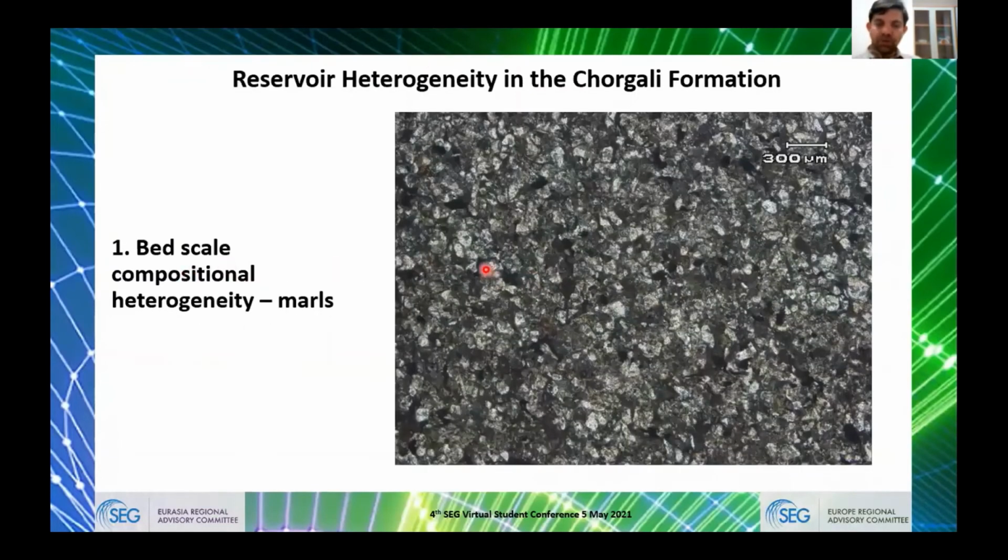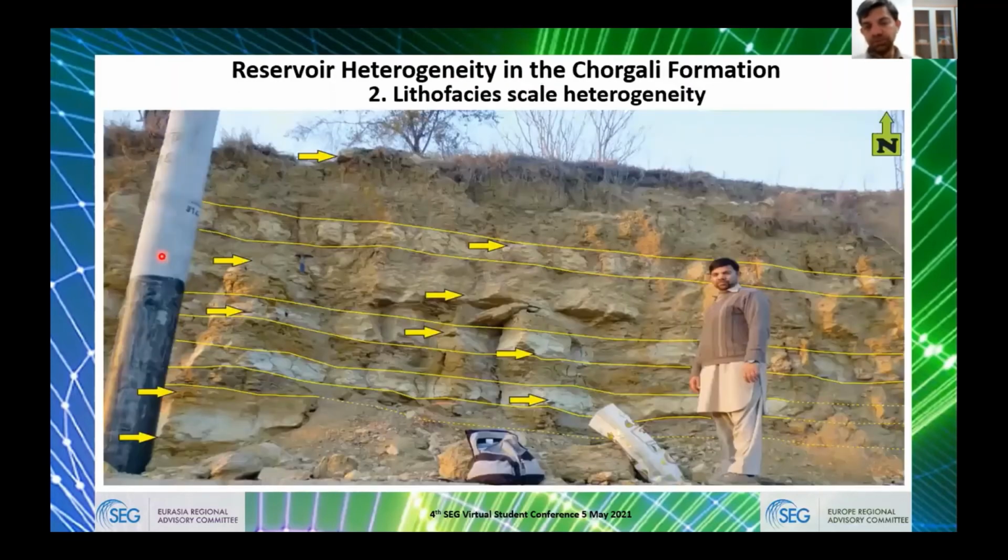So we have a lithological mix of different carbonates and clastics. We have one of the lithologies called marl, and it is a mixture of clastics and micritic material. So it is considered a bed scale compositional heterogeneity. And then we have a lithophase scale heterogeneity. On this outcrop, there is variation in the color, and based on the weathering profile, we can deduce that there is some kind of variation which can be considered a lithophase scale heterogeneity.